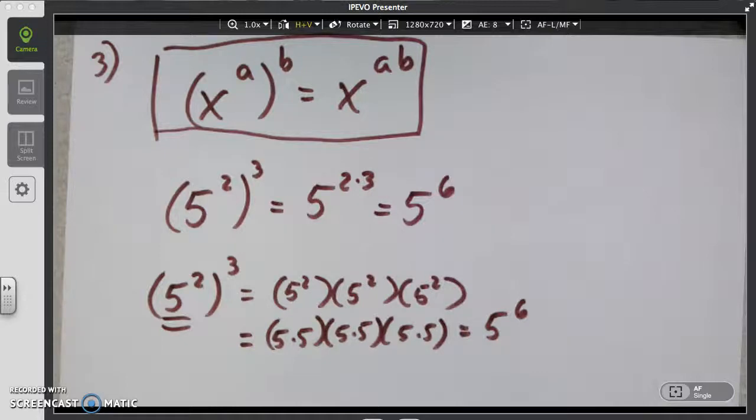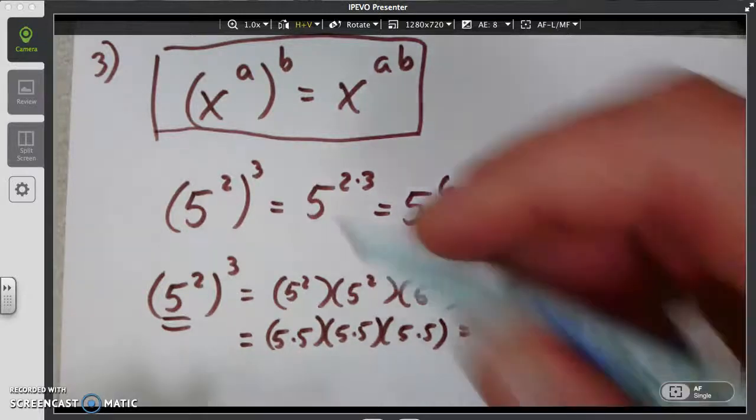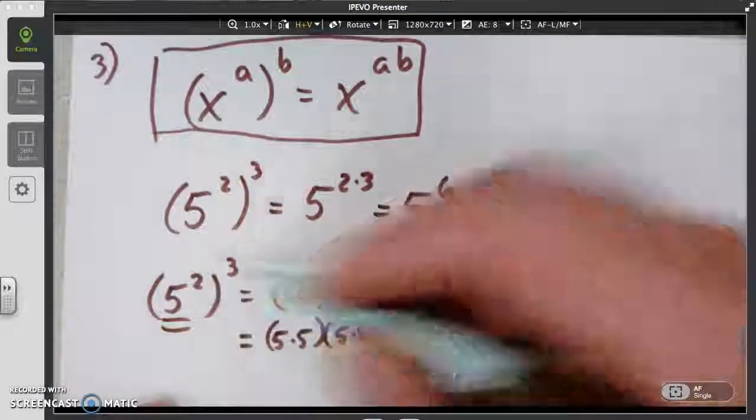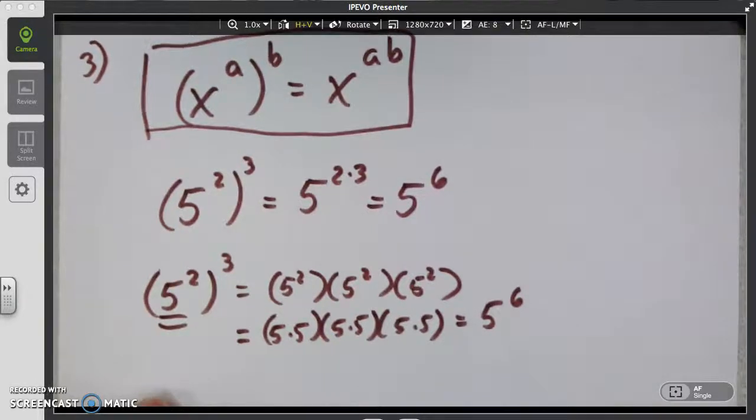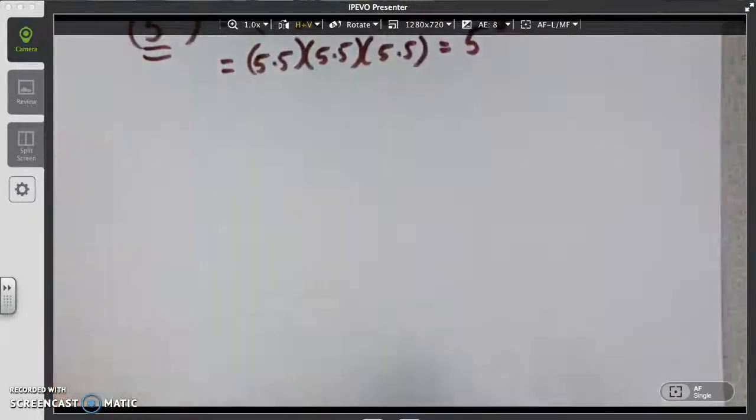All right, and that's that. That's the reason why what we're doing is multiplying. Because what's really happening is there's a total of 5 written 6 times, so 5 times 5 times 5 times 5 times 5 times 5. So 5 to the 6th. All right, moving on.